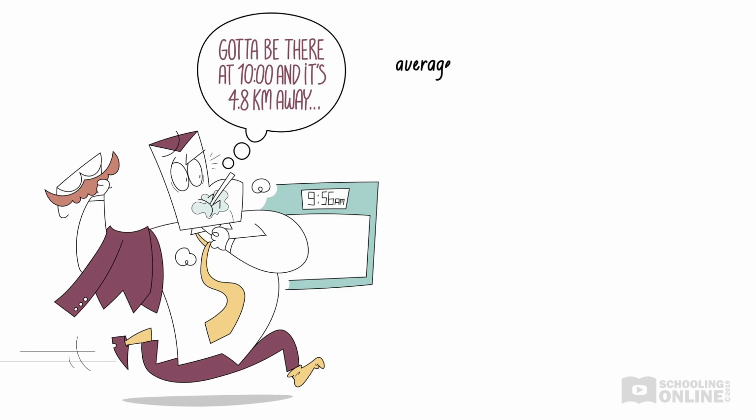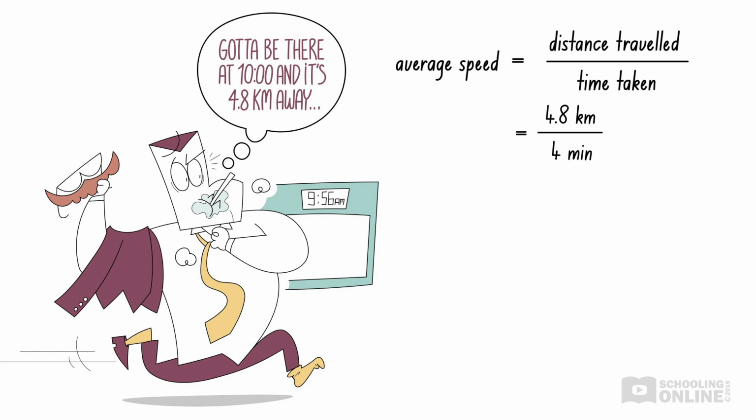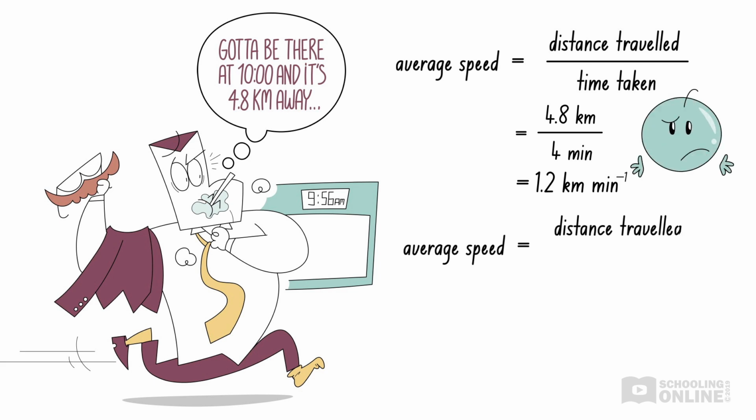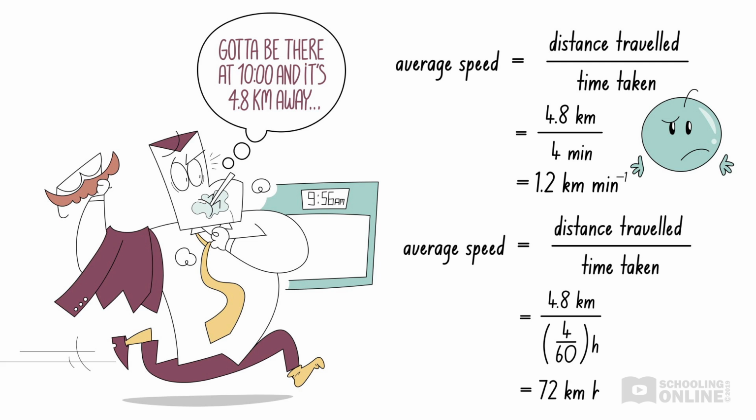To find out, let's calculate the average speed that Mark will need to travel at. If we divide distance by time, we get 1.2 kilometres per minute, which is rather difficult to interpret. Instead, let's find his speed in kilometres per hour. We need to convert the time from minutes to hours. 4 minutes is equal to 4/60ths of an hour. Entering this into a calculator gives 72 kilometres per hour.